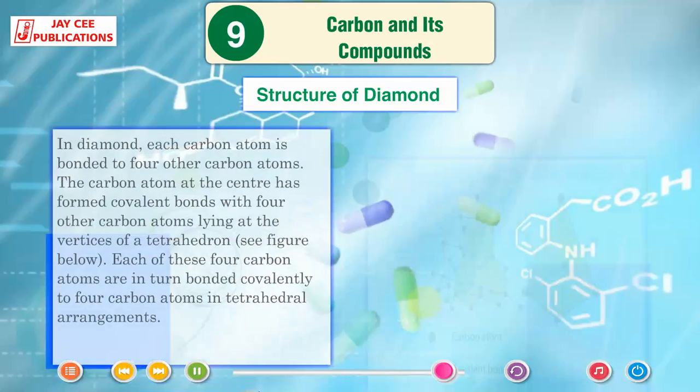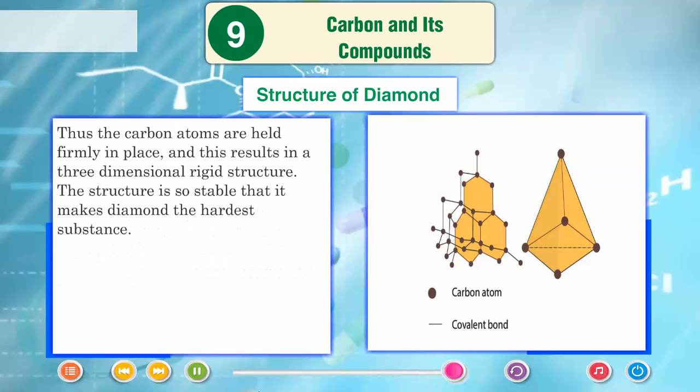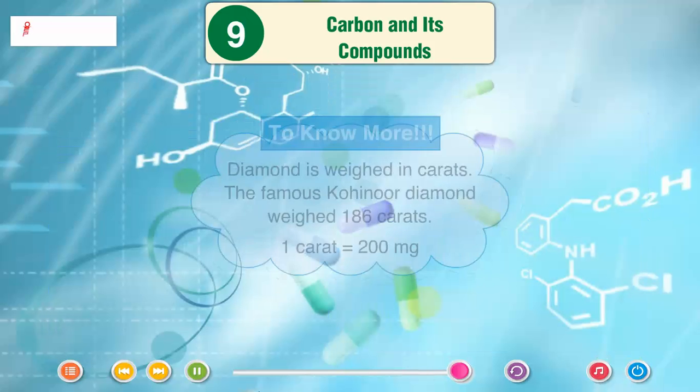Structure of diamond. In diamond, each carbon atom is bonded to 4 other carbon atoms. The carbon atom at the center has formed covalent bonds with 4 other carbon atoms lying at the vertices of a tetrahedron. See figure below. Each of these 4 carbon atoms is in turn bonded covalently to 4 carbon atoms in tetrahedral arrangements. Thus, the carbon atoms are held firmly in place and this results in a 3-dimensional rigid structure. The structure is so stable that it makes diamond the hardest substance.